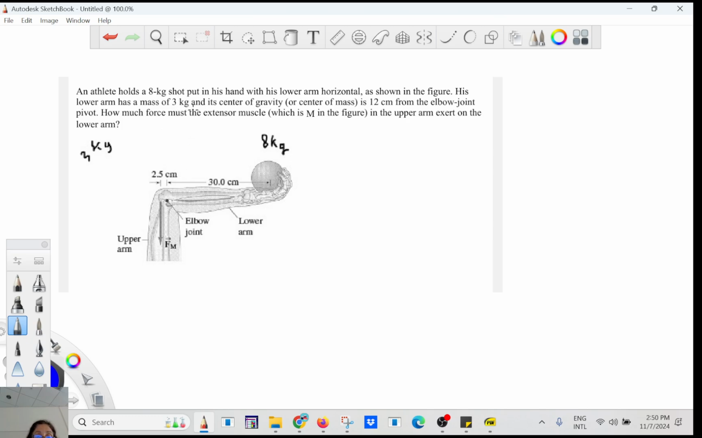Okay, so the lower arm has a mass of 3 kilograms, 12 centimeters. So this is my fulcrum here. It's a bicep extension. He's doing something like this. Bicep extension. So 30 centimeters, and then 3 kilograms at the center of gravity, 12 centimeters. So this is 12 centimeters and you have the weight of the arm, which is 3 kilogram, and the load is 8, right? And the force of the muscle. So you have the muscle here, that's your muscle, and you have the distance here.